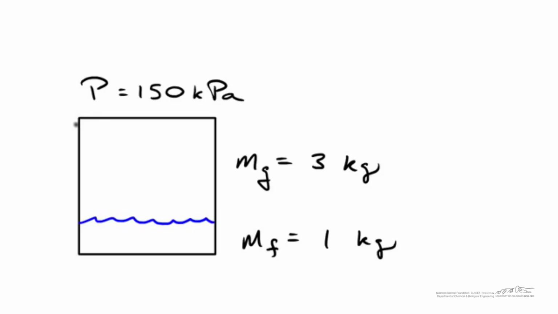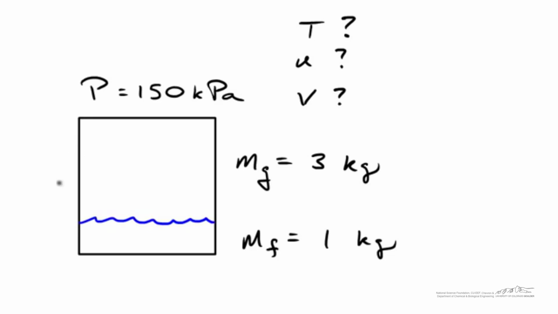In this problem, let's say there's a container containing water and its vapor in thermal equilibrium, and you know the pressure is 150 kilopascal, and you know the mass of liquid water is 1 kilogram, and the mass of vapor is 3 kilograms. We want to figure out, first off, what the temperature is equal to, and we want to know what the internal energy is equal to in kilojoules per kilogram, and we want to know what the actual volume is equal to, so the actual volume in cubic meters.